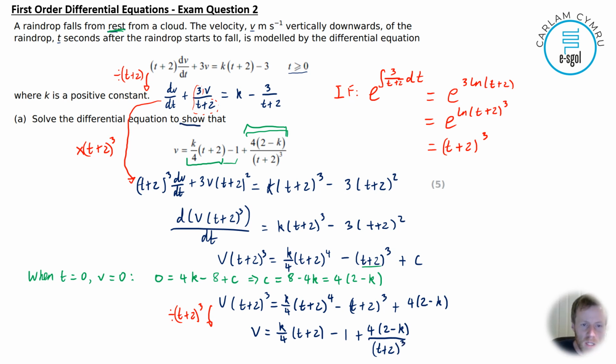Because it is a question that says show that, you should be showing every step of your working, because you do not know what the exam board wants to give you a full mark. So make sure you show every step of your working. So that's the first part of this question.